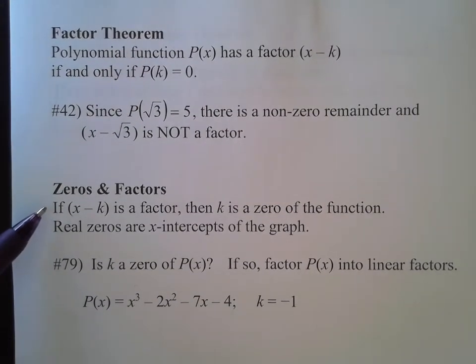Then we have another fact here, zeros and factors. If x minus k is a factor, then k is a 0 of the function. There can be real zeros and complex zeros. Real zeros show up on the graph, and we've sort of talked about that in the last week or so.